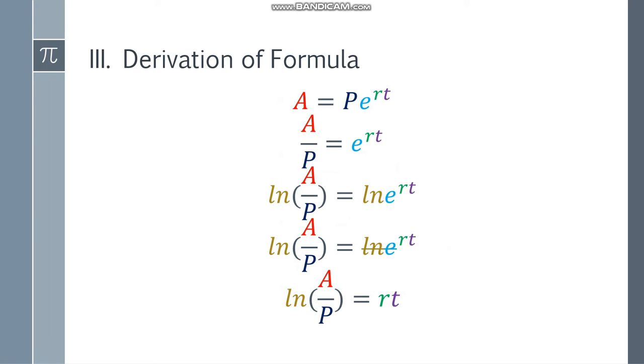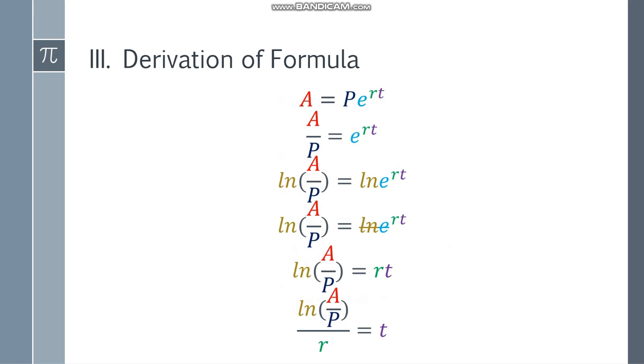They will be brought down, and they're not an exponent anymore. So, next one. To find the value of t, you just divide both sides by r, and there you have it. So I'll just switch them, and t is equal to the natural log of A over P, all over r.